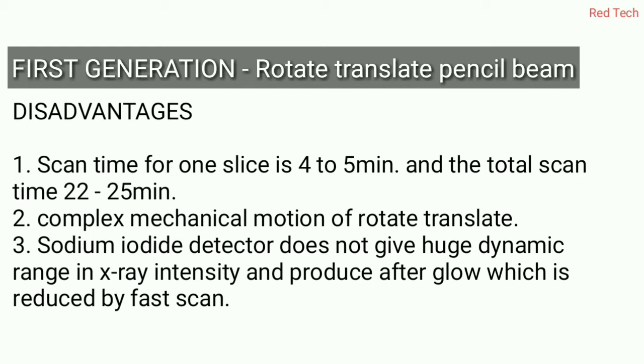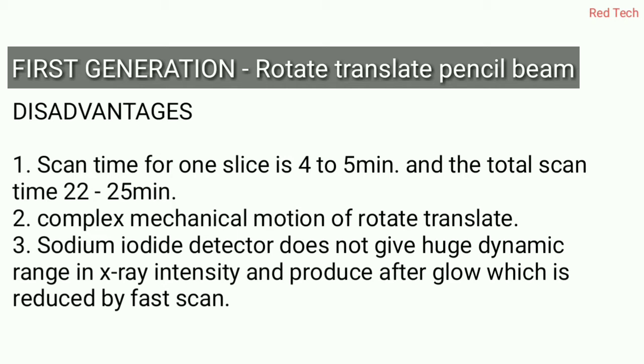Scan time for one slice is up to 4 to 5 minutes and the total scan time is 22 to 25 minutes. The given scan time is for a brain study because the first CT generation was only developed for brain study, or you can say head study.